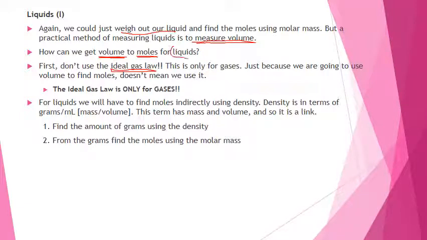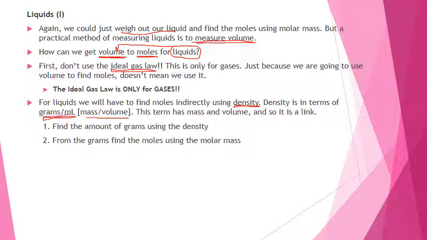Okay, so when we use liquids and we want to find volume, do not use the ideal gas law. So how are we going to find the relationship between volume and moles for liquids? Well, for liquids we're going to use density. And it's going to be an indirect relationship. It's not one step, you're going to be doing two steps. Density is mass per volume, and the units we'll usually use are grams per milliliter for liquids.